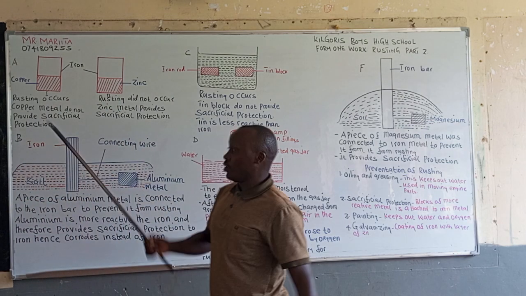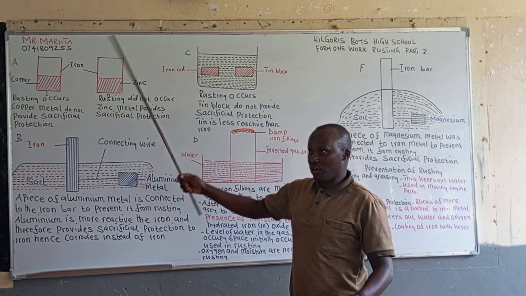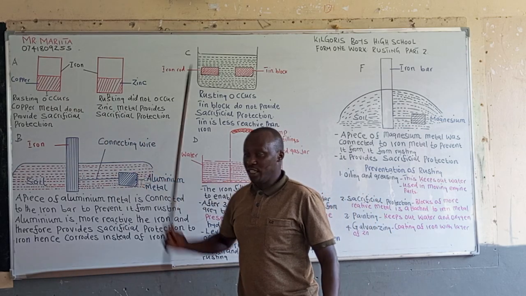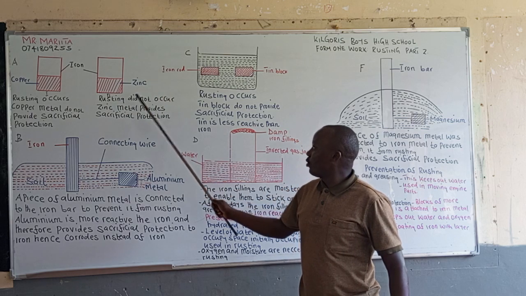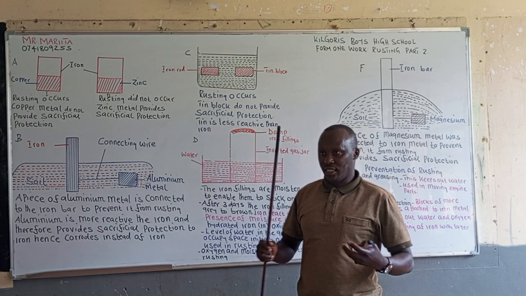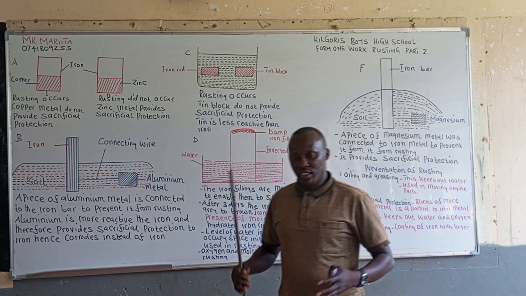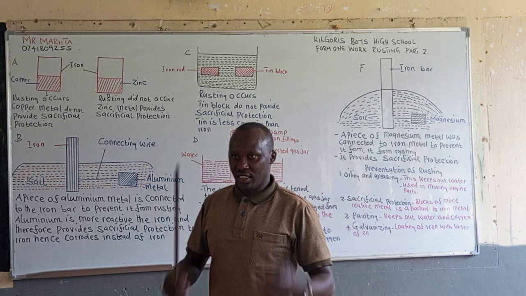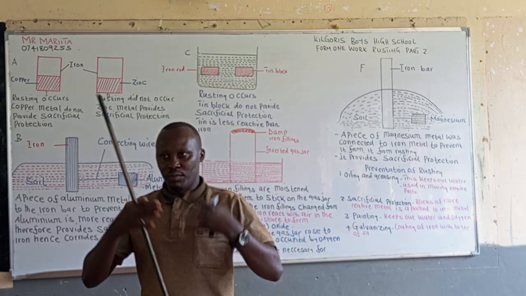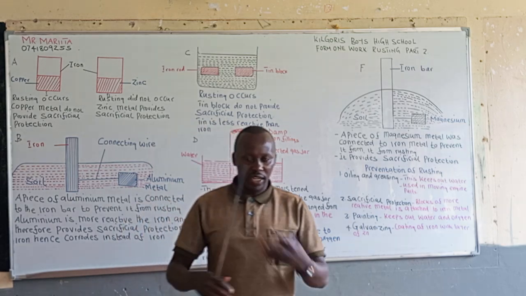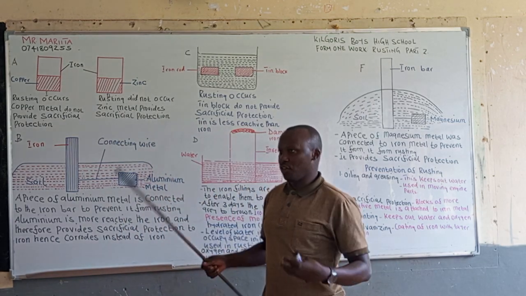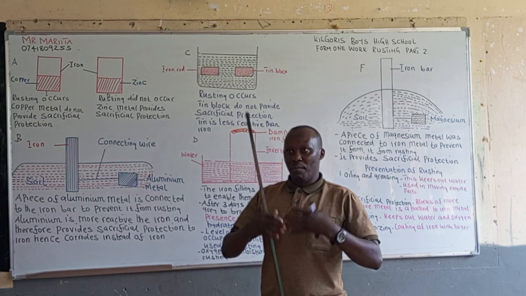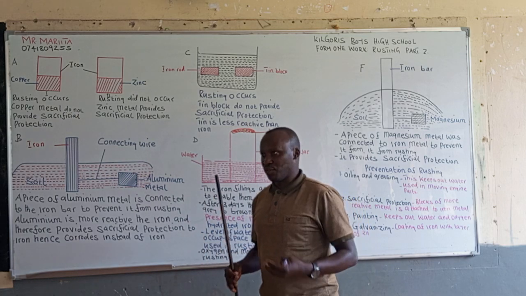So in 1, we have an iron metal which is coated by copper foil, and then in 2, we have the iron metal which is coated by zinc metal. What is this question normally testing? It is testing methods of preventing rusting. So we have various methods of preventing rusting. We have methods which can prevent an iron from rusting.